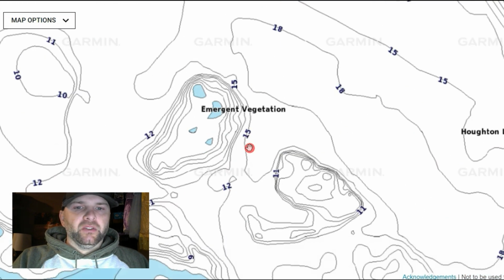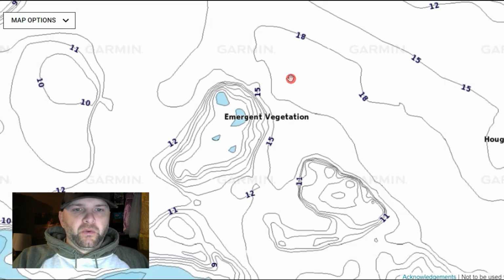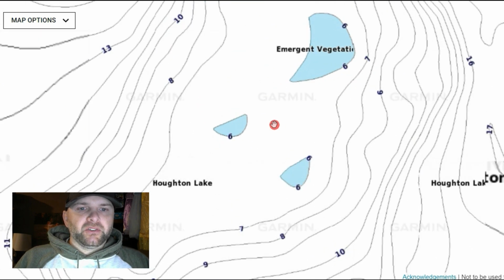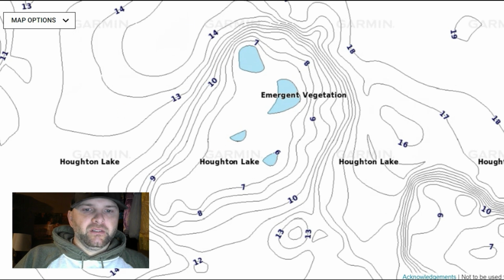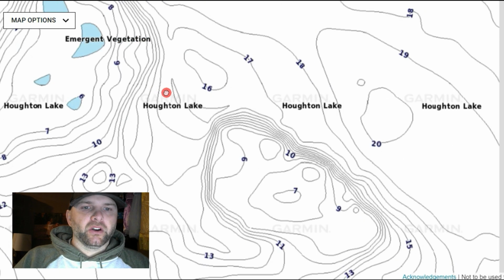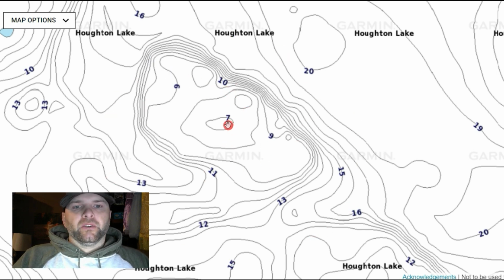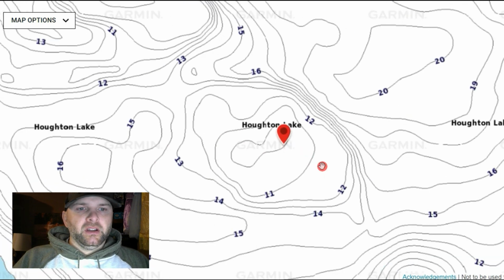And by looking at Houghton Lake again, here's an example of a hump. You have deeper water, and then you have these circular contour lines coming up to a shallower hump in the middle of your lake. So shallow water surrounded by deep water on all four sides. Again, another hump here, deeper water that rises up to a shallow water high spot on your body of water.